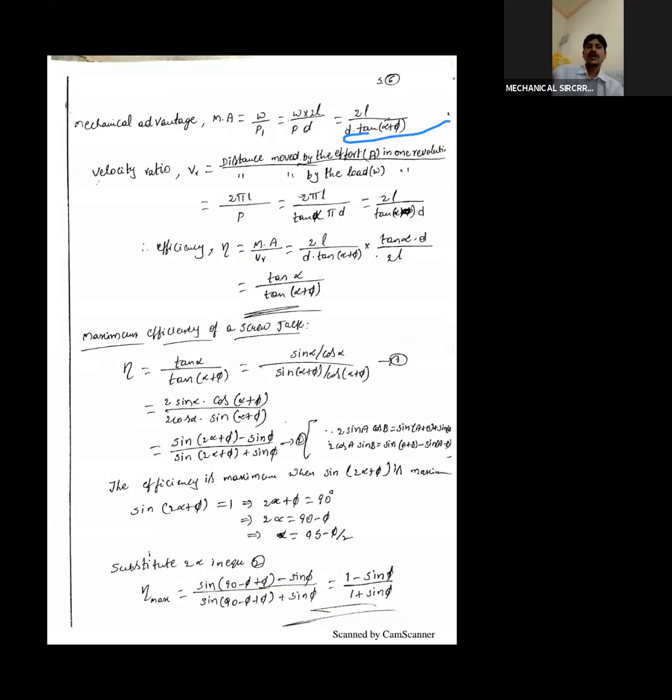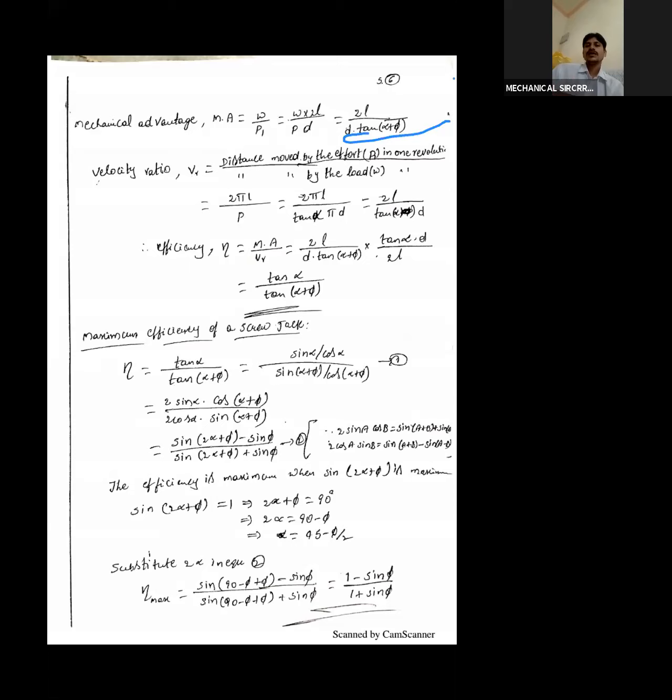Now we are going to write the velocity ratio. From the velocity ratio point of view, the formula is the ratio of the distance moved by the effort in one revolution to the distance moved by the load in one revolution. How much distance is moved by the effort? That depends upon the screw jack, the diameter of the screw jack. That is 2 pi L.